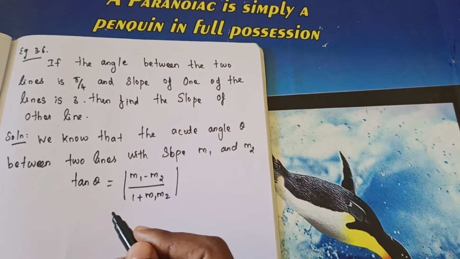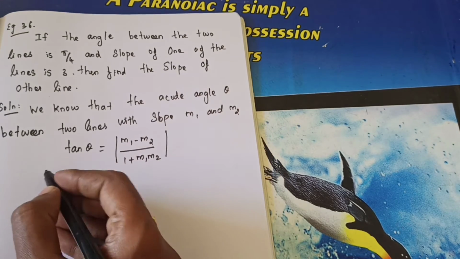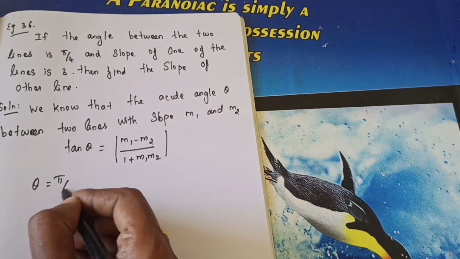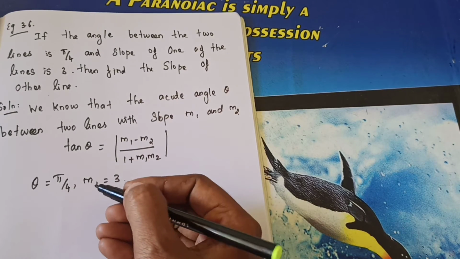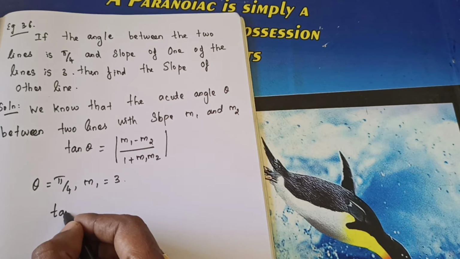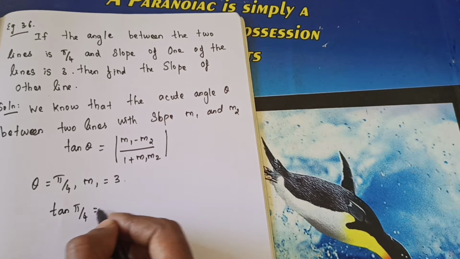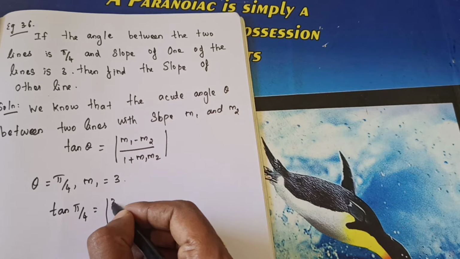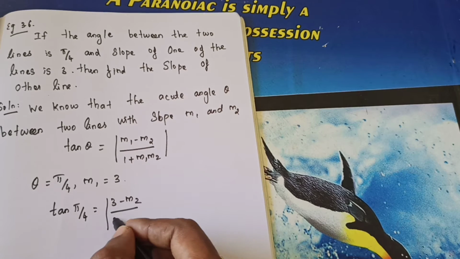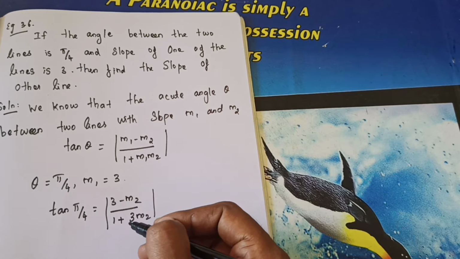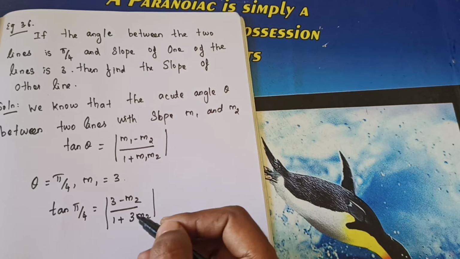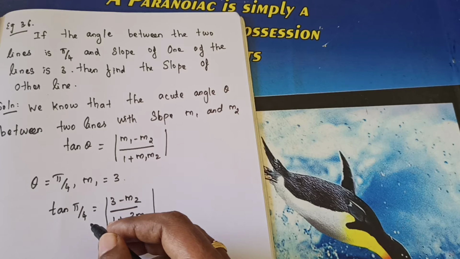So in your question, theta value and m1 value is given. Okay. So theta equal to pi by 4 is given. m1 the value is given as 3. Now substitute in the formula. Tan pi by 4 is equal to modulus of 3 minus m2 divided by 1 plus 3 into m2. Okay. So what will happen? My tan pi by 4, what's the value?